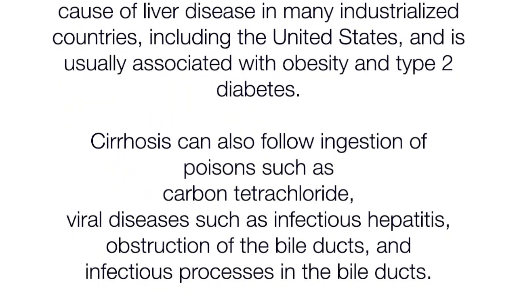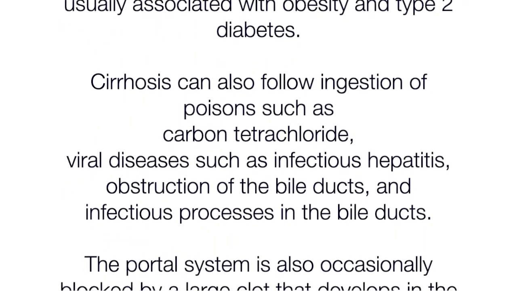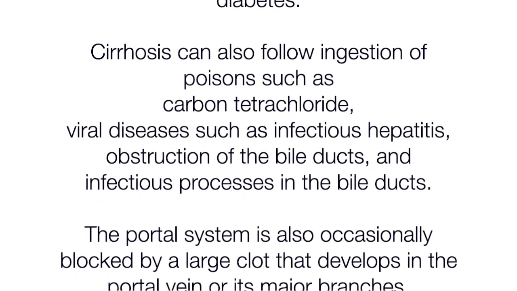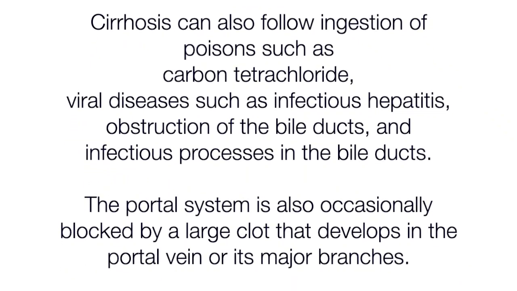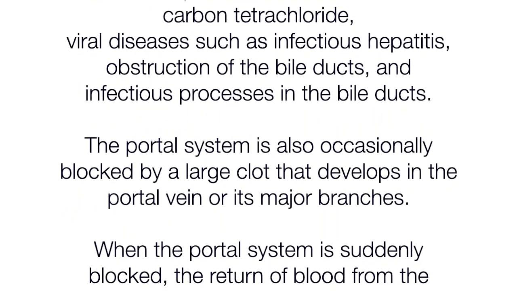Cirrhosis can also follow ingestion of poisons such as carbon tetrachloride, viral diseases such as infectious hepatitis, obstruction of the bile ducts, and infectious processes in the bile ducts.